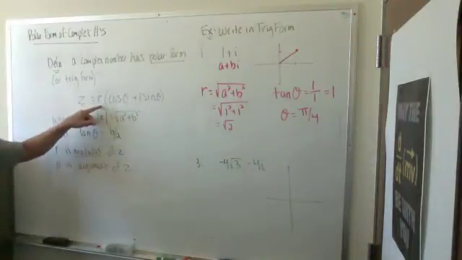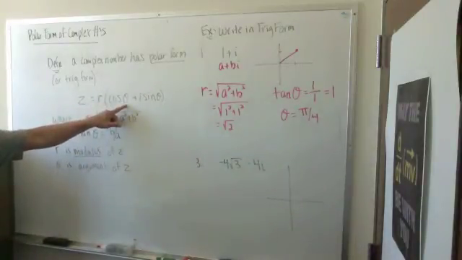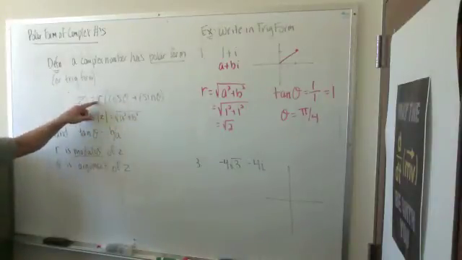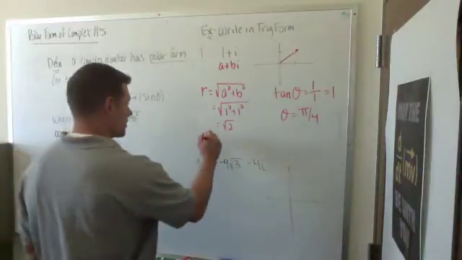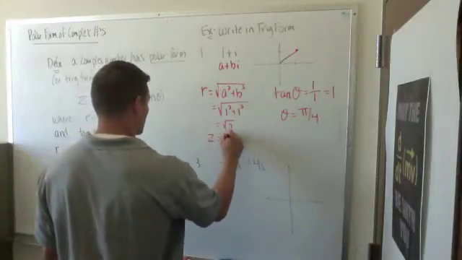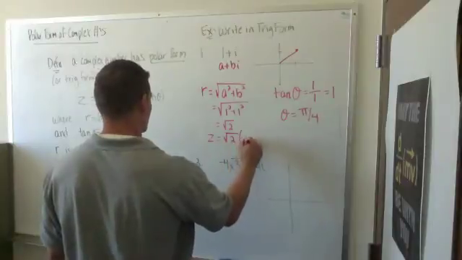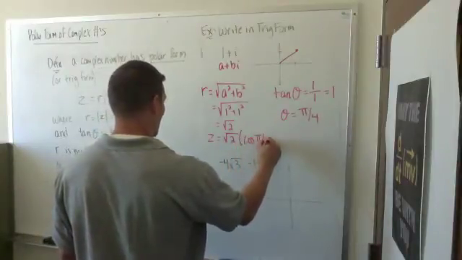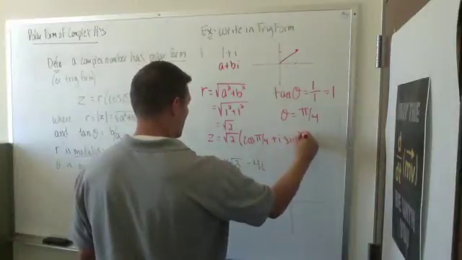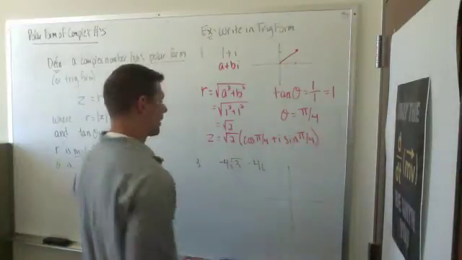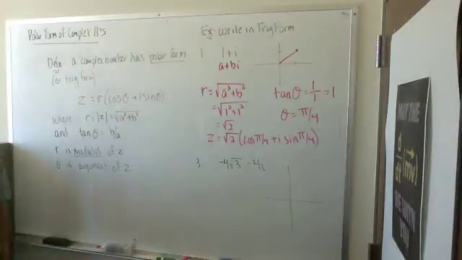We needed r, we needed theta, and we have theta equals pi over 4. So we substitute into this formula right here. We substitute the value of r, and we substitute the value of theta, and we get z equals the square root of 2 times cosine of pi over 4 plus i sine of pi over 4. So that's 1 plus i in trig form.